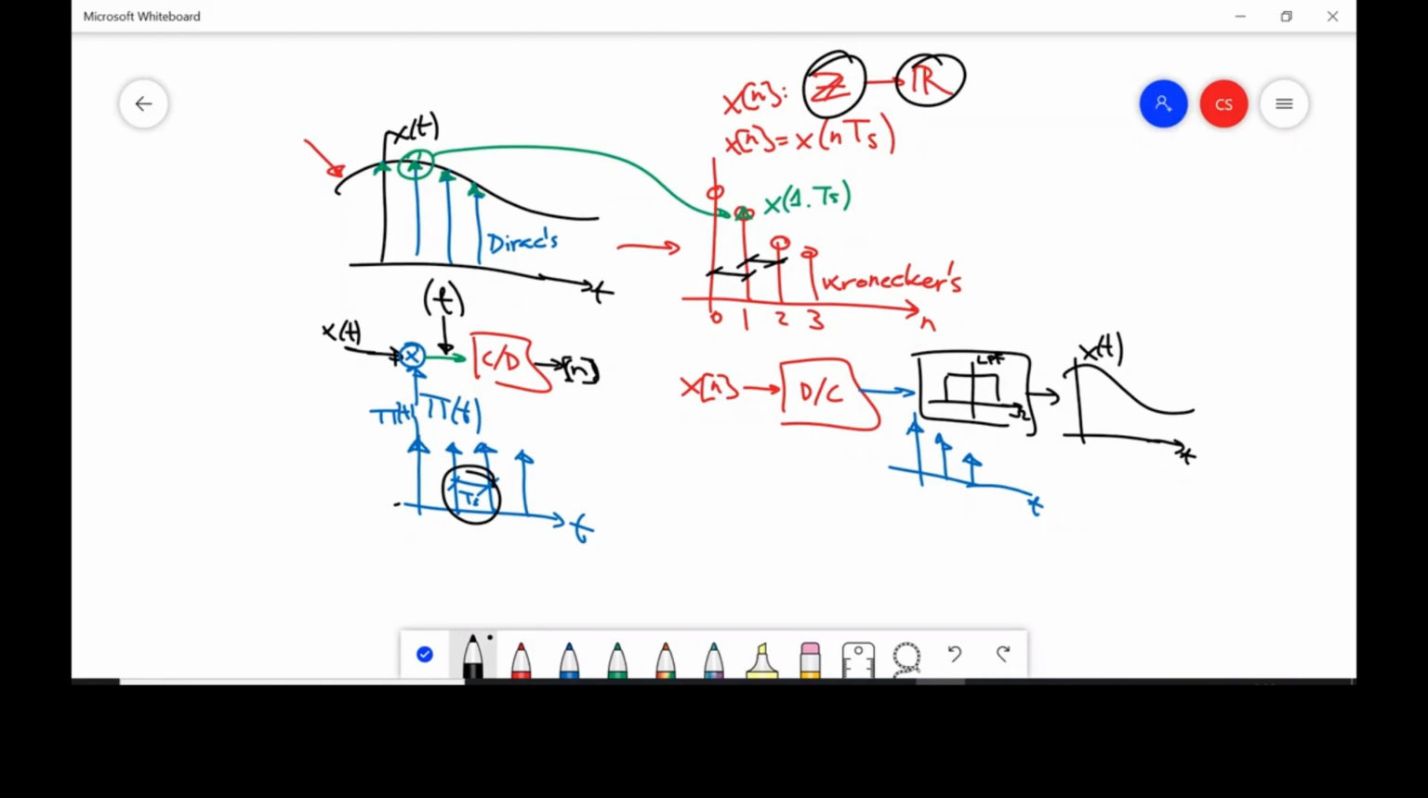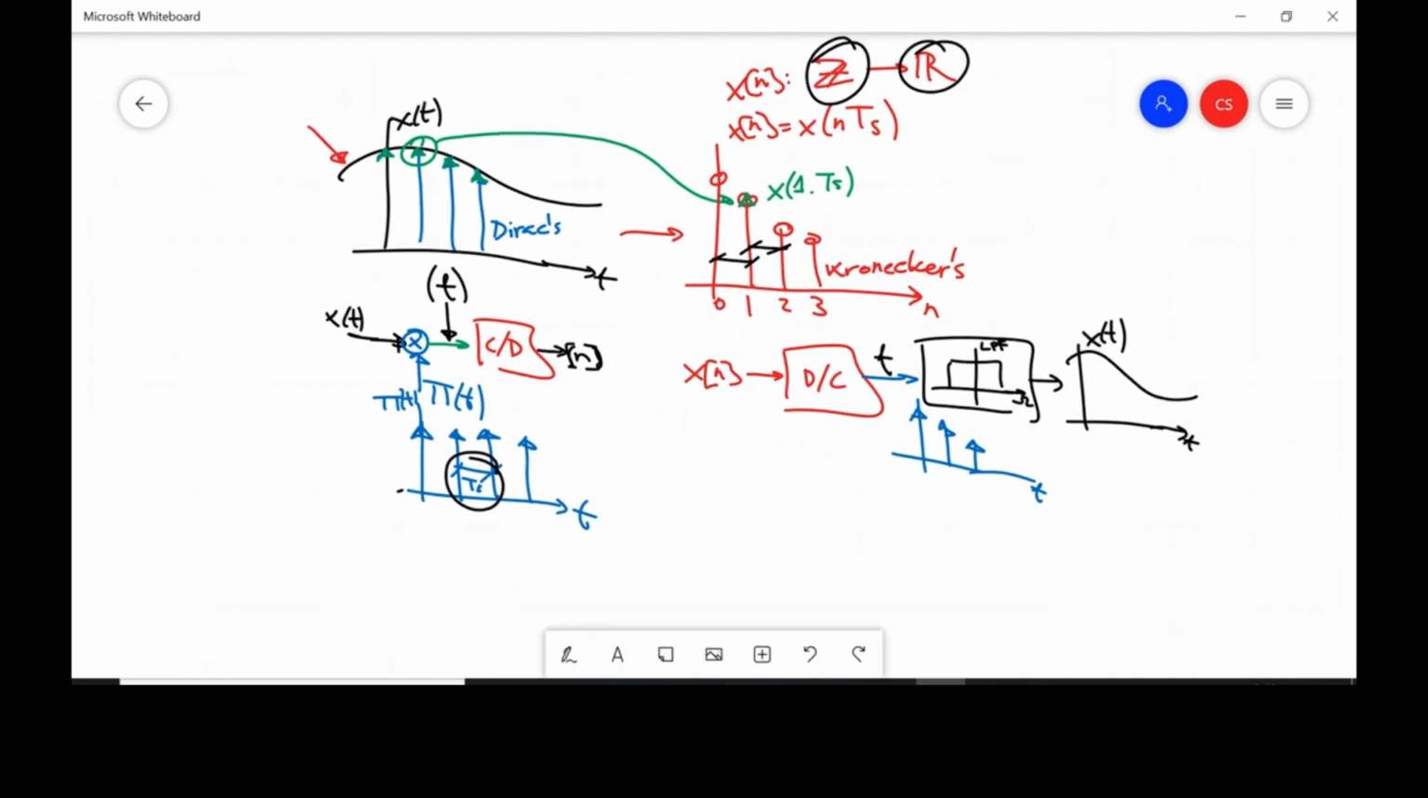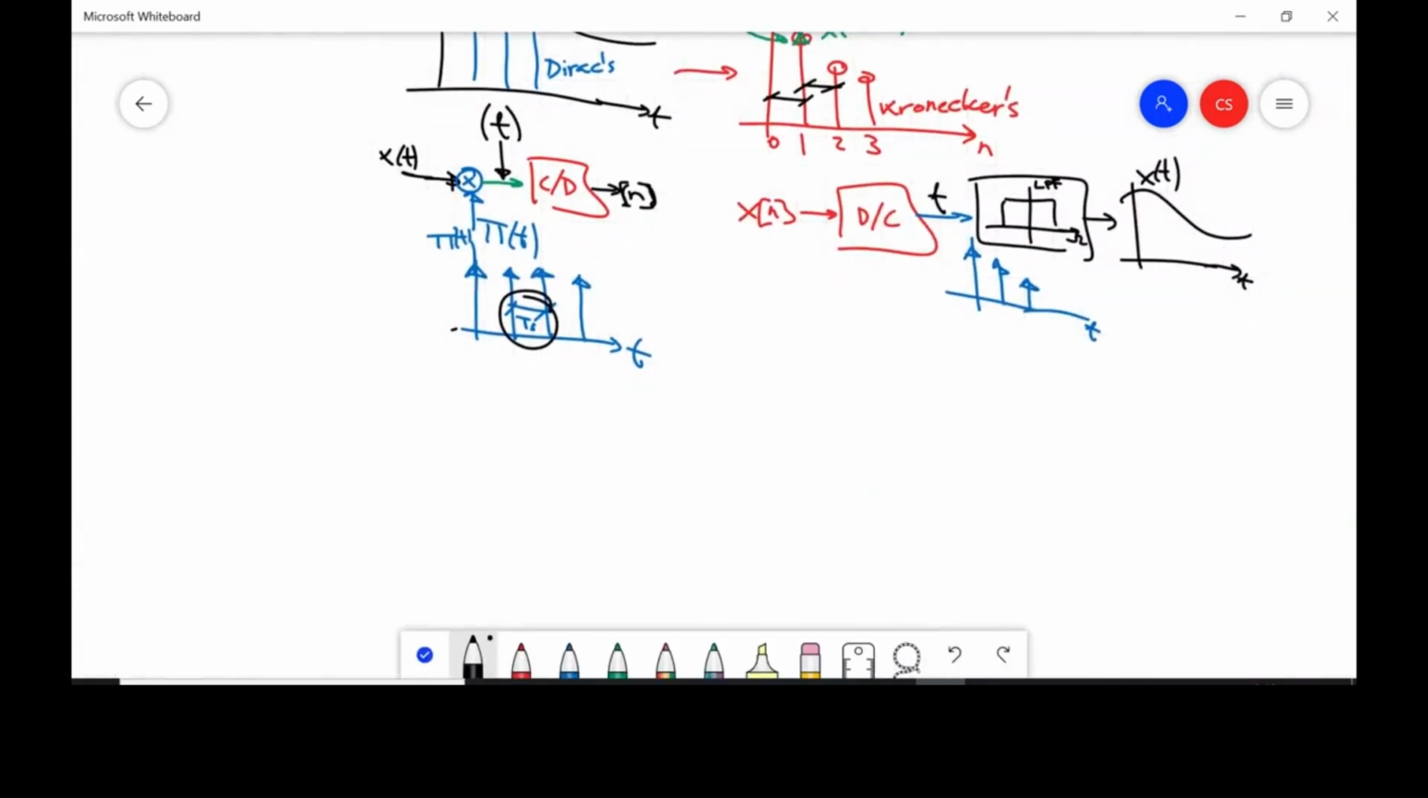And then here what we have is the opposite process. First it converts from something that depends on n to something that depends on t, and then you apply a low pass filter to recover the original signal. Okay, so far so good. This is in real space, so let's see what is happening in Fourier space. Let's concentrate on this process here, the one that we are interested in.